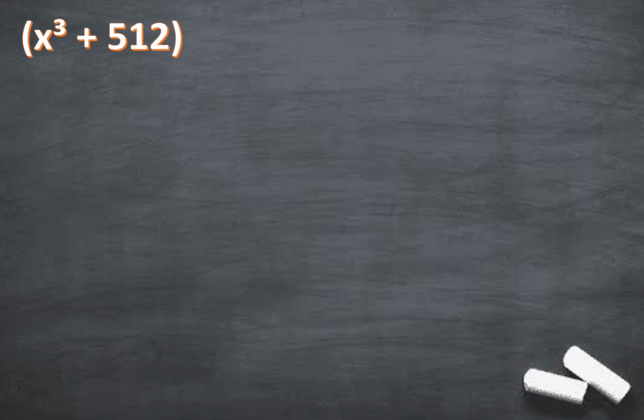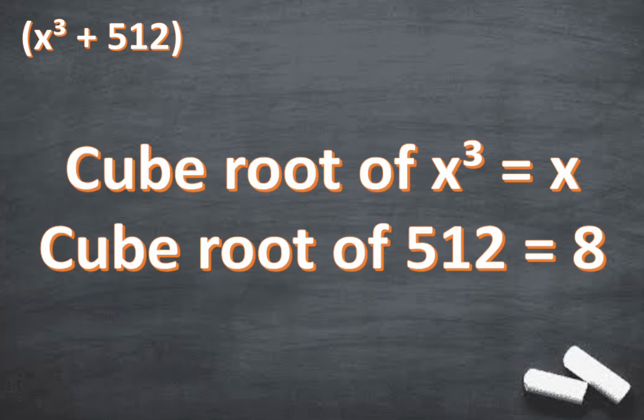Another, let us factor x cubed plus 512. Number 1, both terms are perfect cubes. The cube root of x cubed is x, and the cube root of 512 is 8. With this example, a equals x and b equals 8.